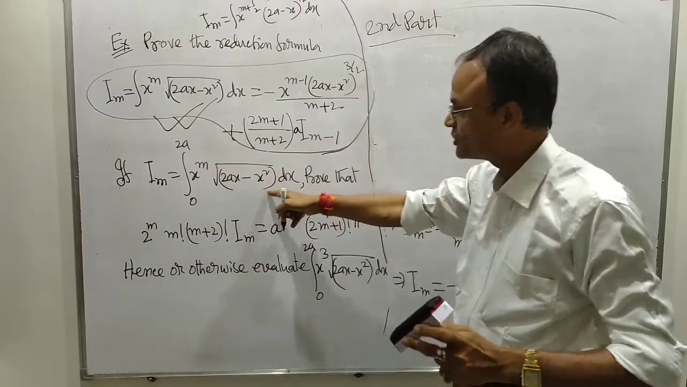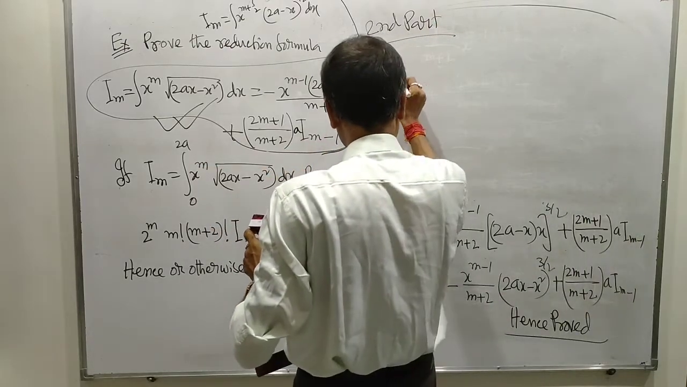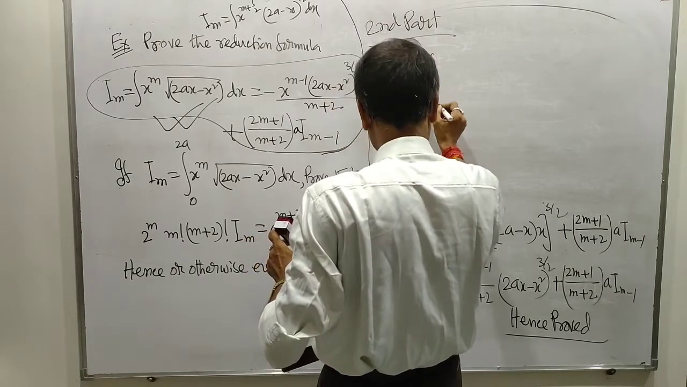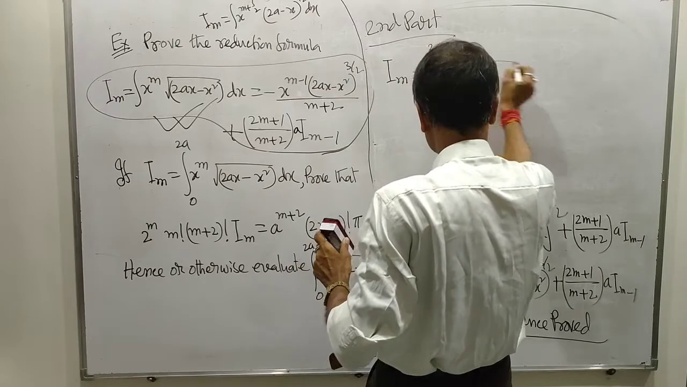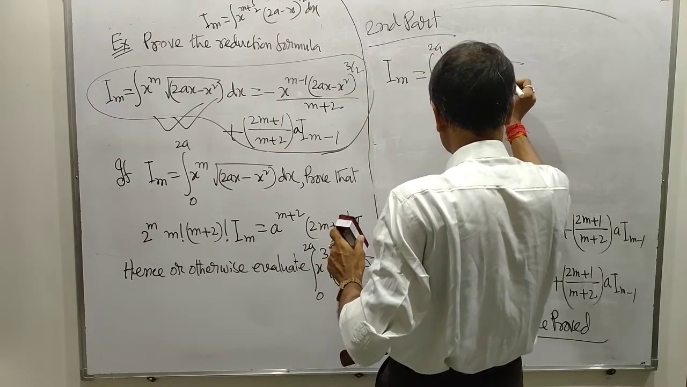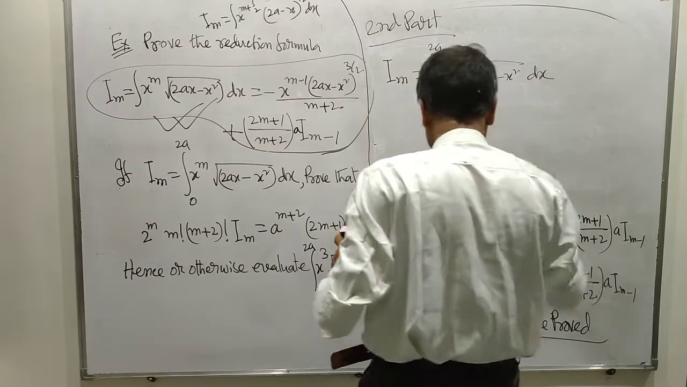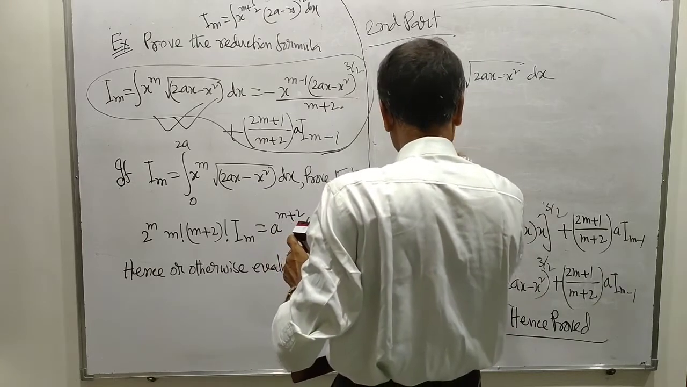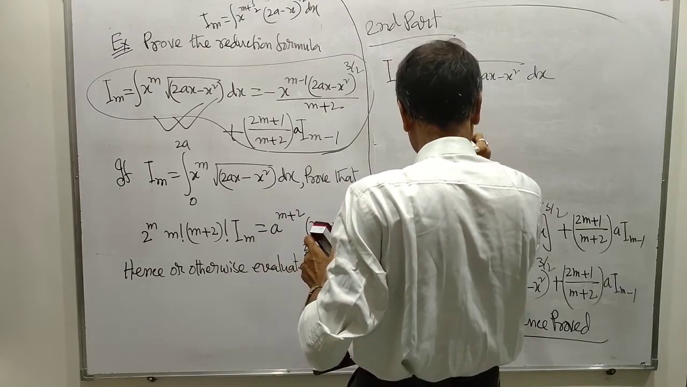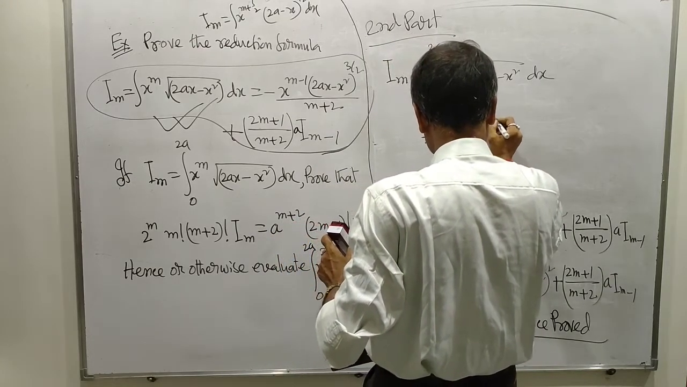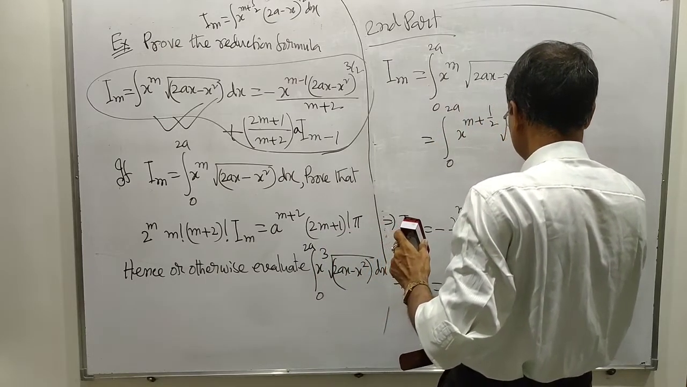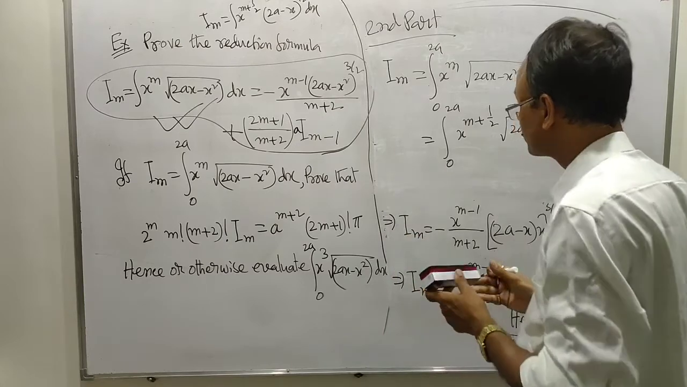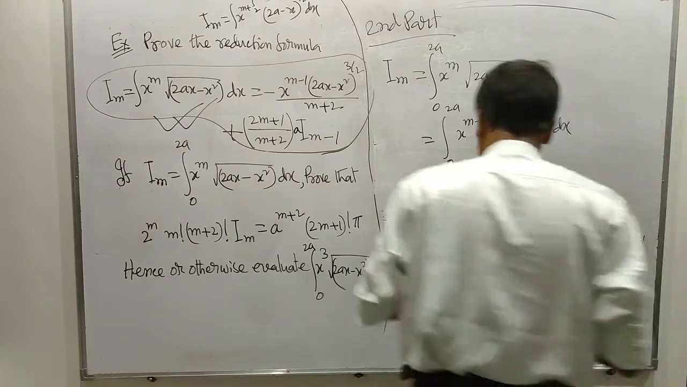I m is equal to this: the integration from 0 to 2a of x to the power m root over 2ax minus x squared dx, which is equal to the integration from 0 to 2a of x to the power m plus half root over 2a minus x dx.